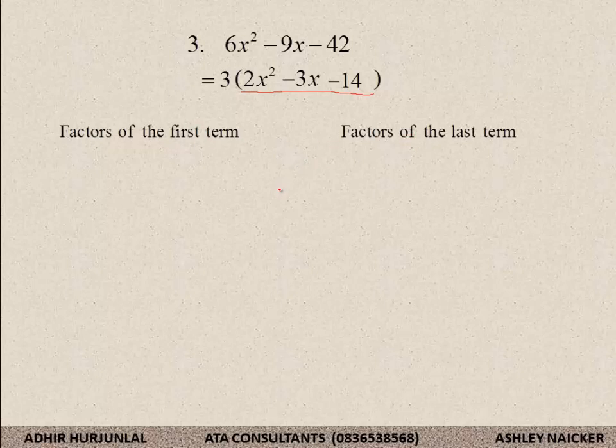If you give me the correct factors, I would assume that you use the cross technique and you understood it and got it correct. What is the first term? The first term is 2x squared. What are the factors of 2x squared? It's 2x multiplied by x. That times that must give you 2x squared.